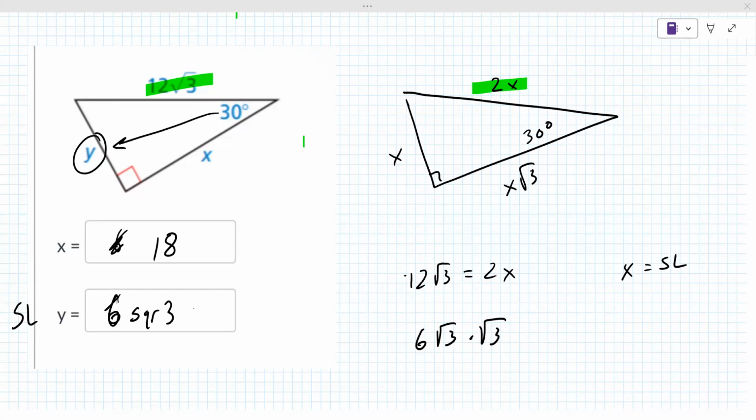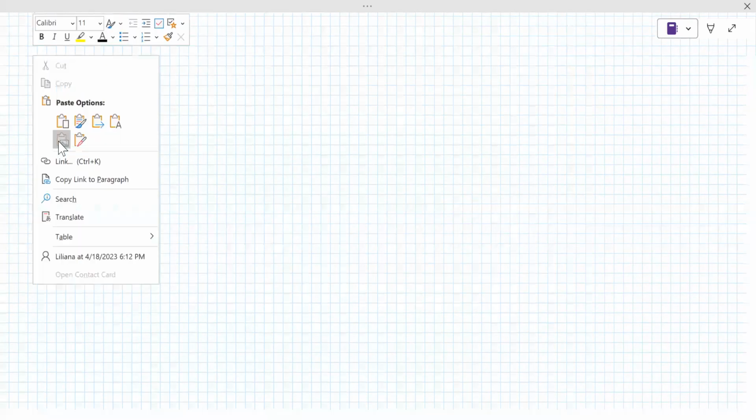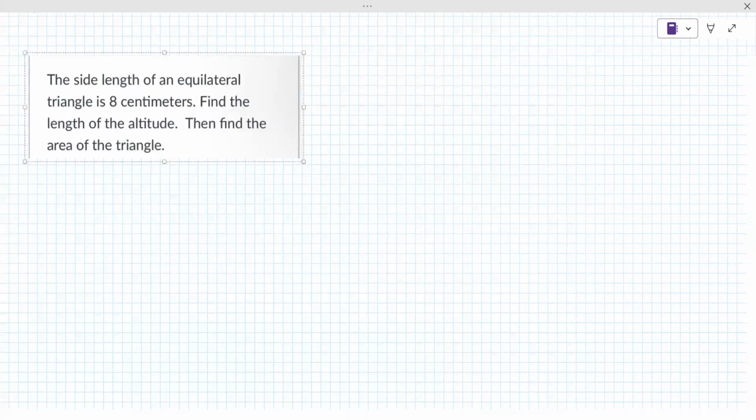All right, so it looks like 7 is the last one here of these. Okay. There are harder problems here. These are maybe just getting you going. Not sure. This one wants you to find 2 things, the altitude and the area. All right, so let's take a look here.